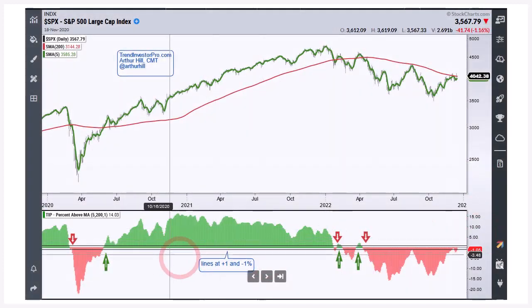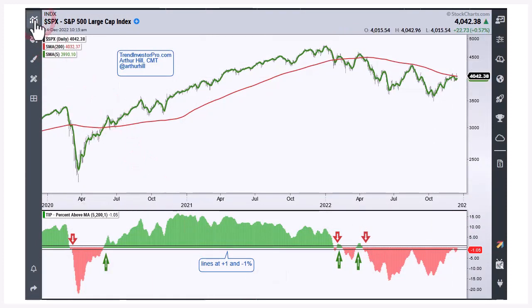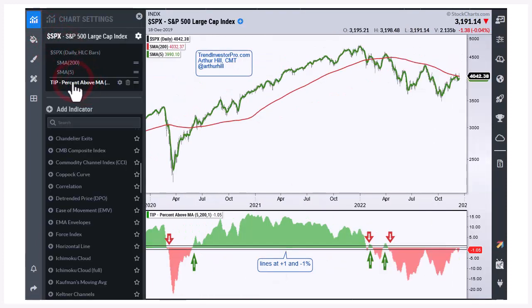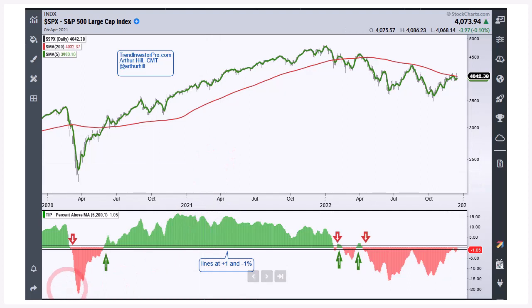So here we are with the 1% filters. And if you go to the upper left, I will open up the indicator settings. And there you can see the indicator and the settings. We got the 5-day and the 200-day. We're not using a signal period. The upper line is at 1%. The lower is at minus 1%. So we can see the moves above and below that level to filter out the signals.